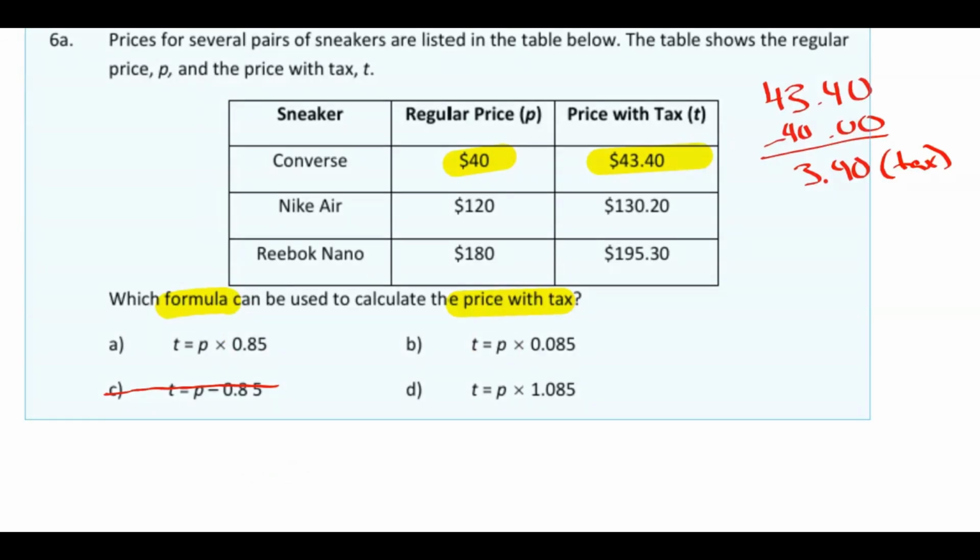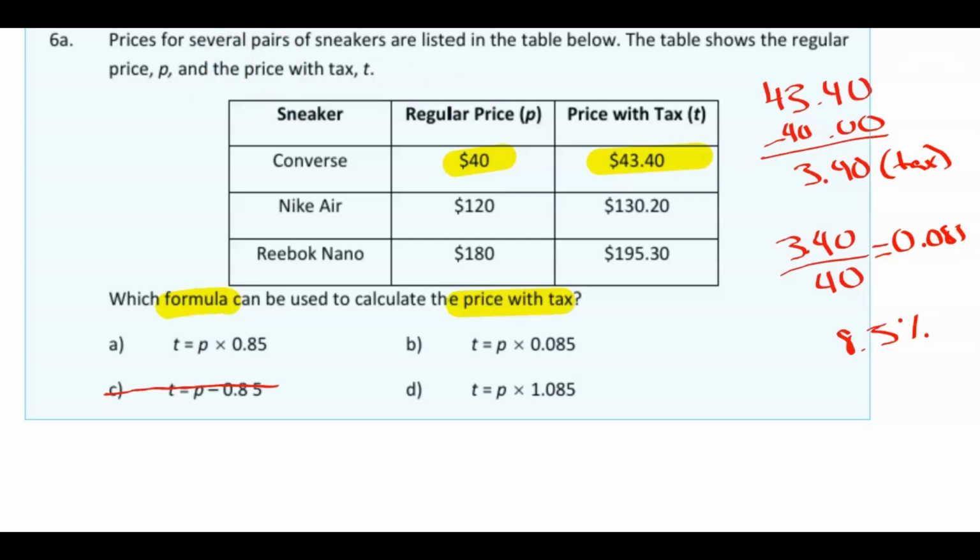To find out the tax rate, we take that $3.40 and we divide it by 40. Once we do that, that ends up being 0.085. And what that represents is that there is a 8.5% tax rate. So that's just the tax rate. Now remember, well, I want to convert our decimal to a percent. So now we need to calculate what's going to be the final formula.